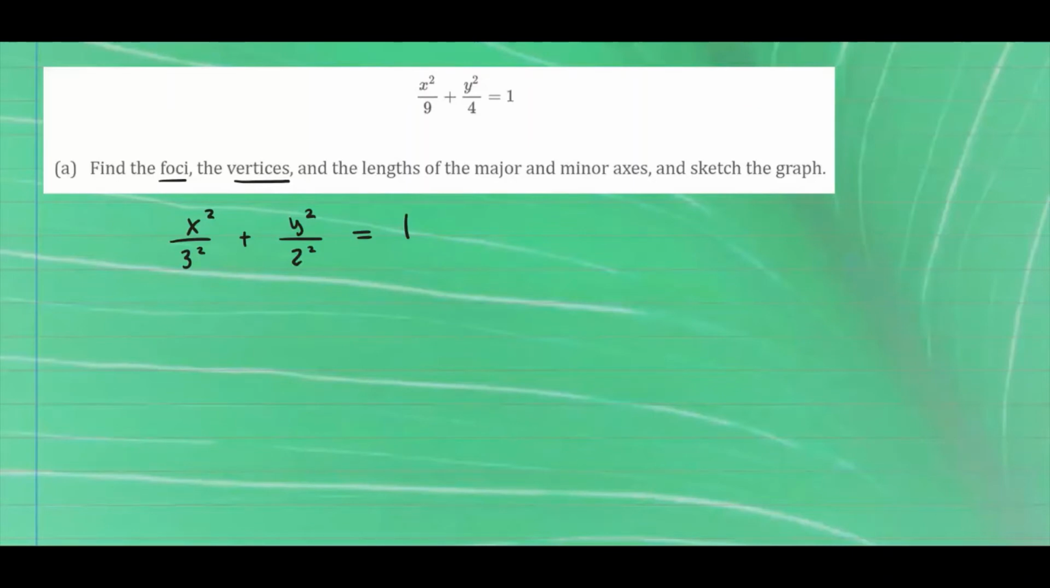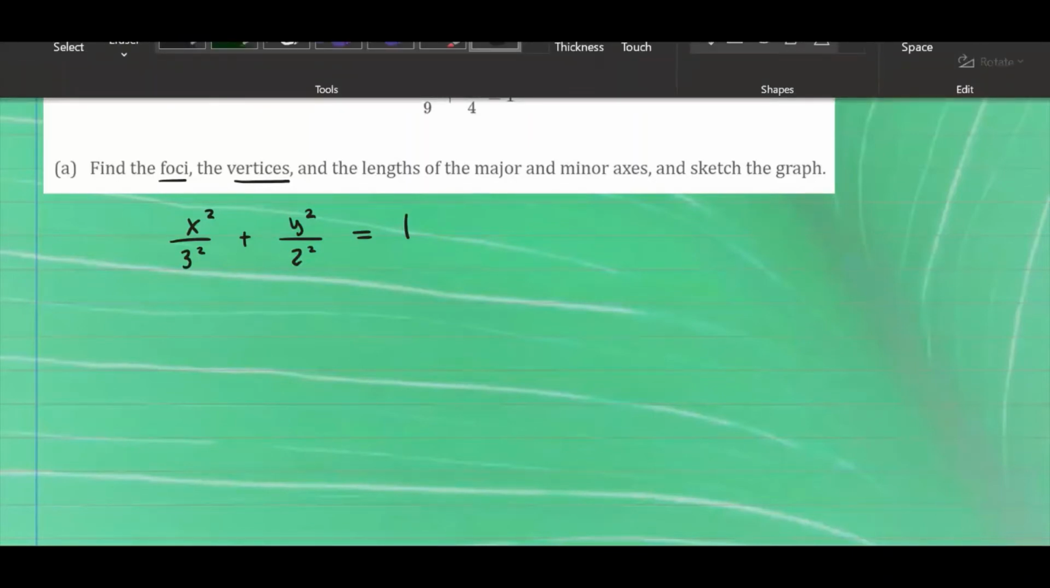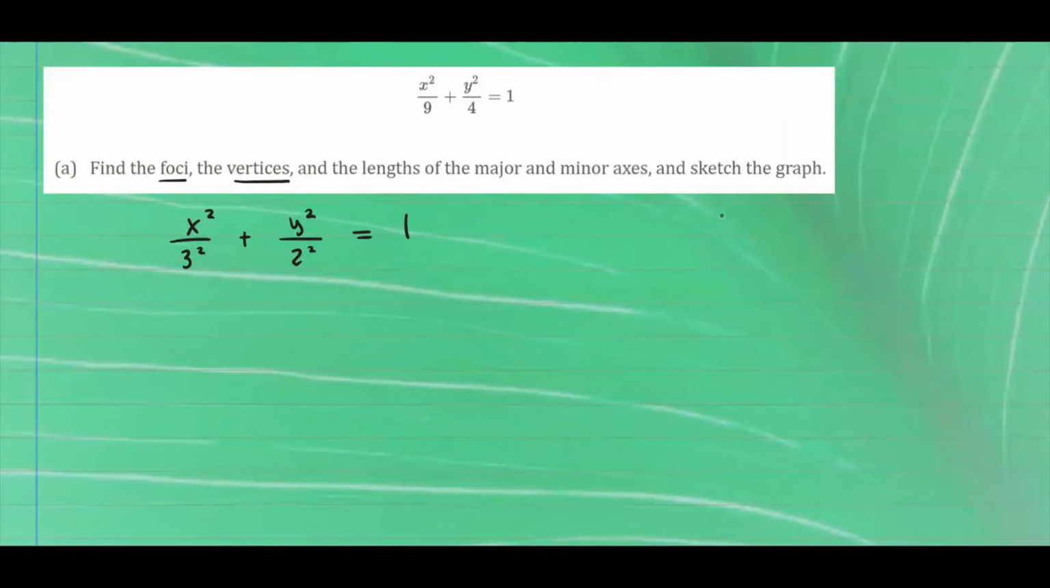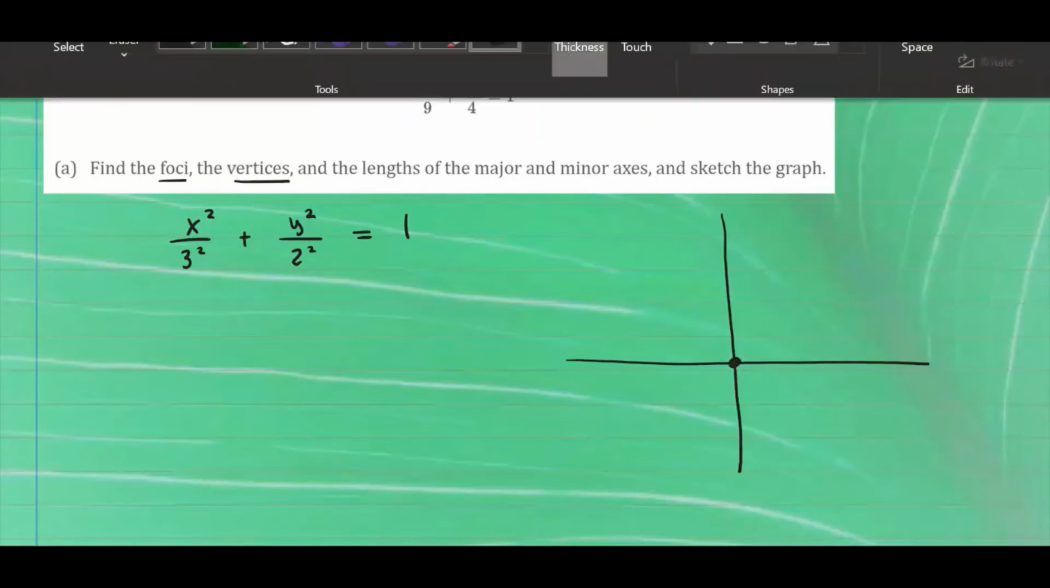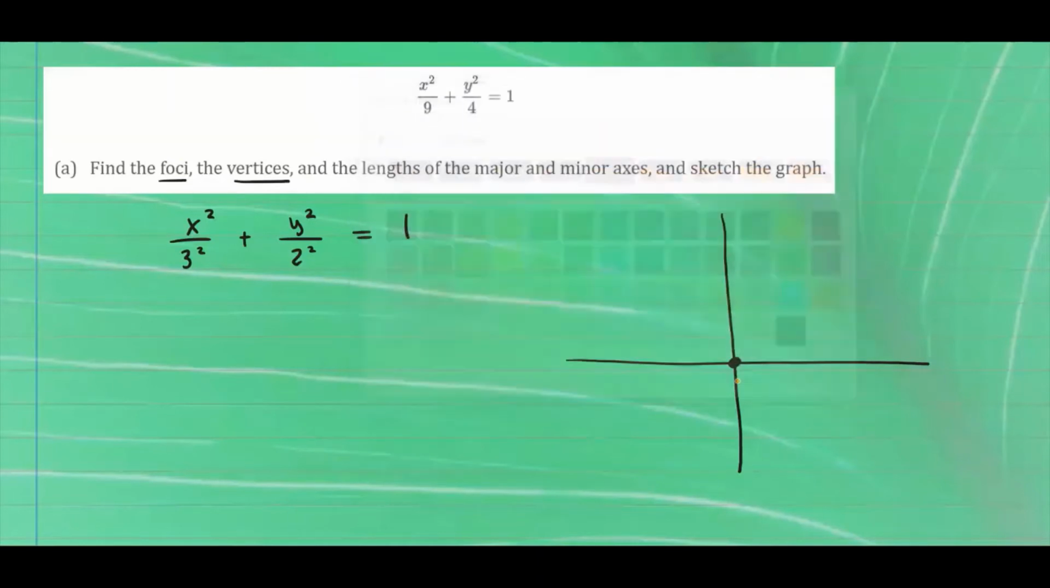So let's say here's our xy plane, and we want to figure out the center. The center is (0, 0), right here. Now in the x direction, we're going to go 3 units: 1, 2, 3. And to the left, we're also going to go 3 units in the x direction. So these are the vertices, because they happen to be the greatest length from the center.